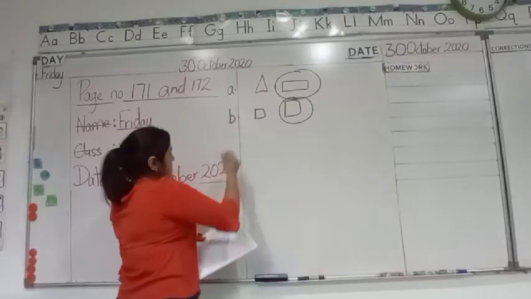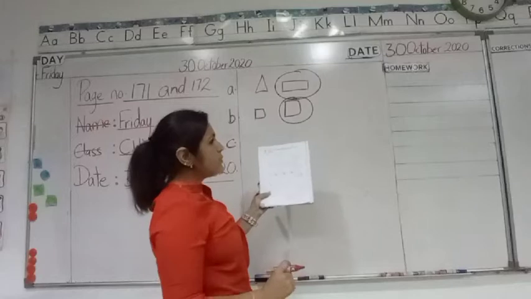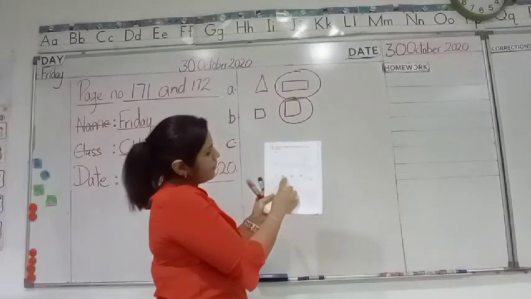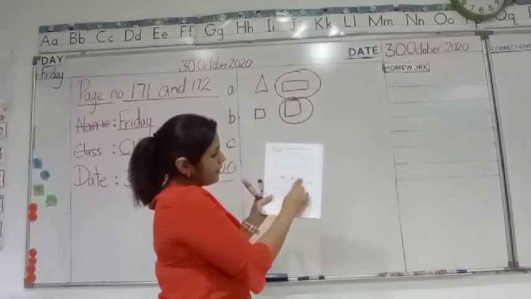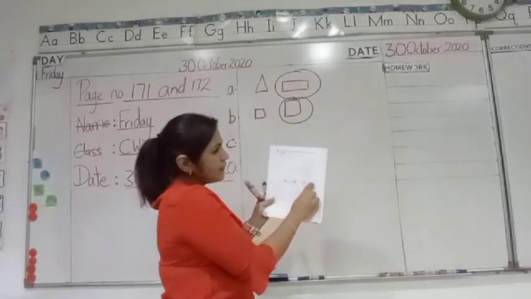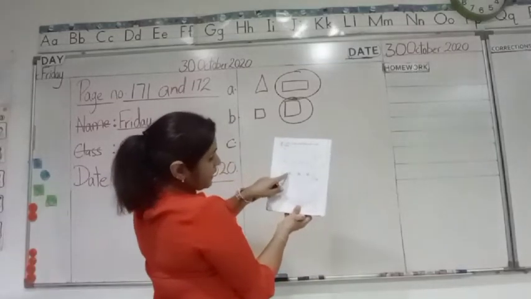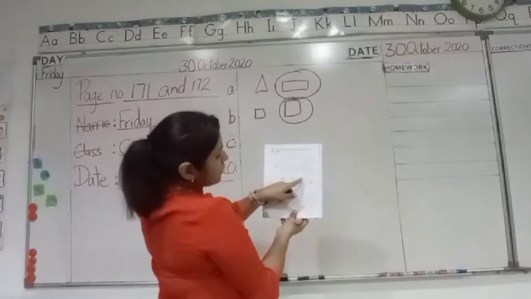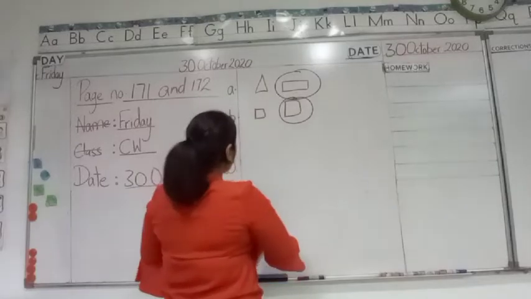Now, let's do letter C quickly. They are all circles but of different colors. White, gray, white, white, gray, white, white, gray, white. Next is a white, gray, white, white, gray, white, white, gray, white, white. So the next one is a white.